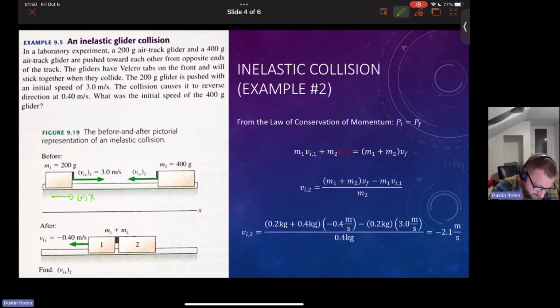Okay, so this is what we're after. We don't know what the initial speed is of the second glider. We know that its velocity is going to be in the negative x direction. But we do know what the velocity of both of them together is after they smash together. All right, so let's think about this from the law of conservation of momentum. If I define my system to be both of these, same thing as the last problem.